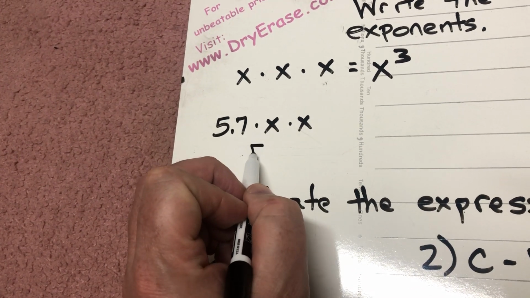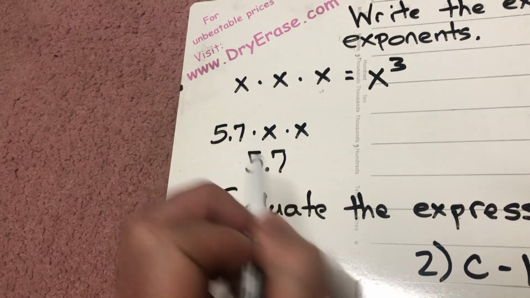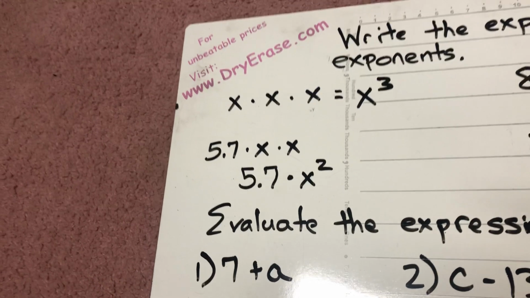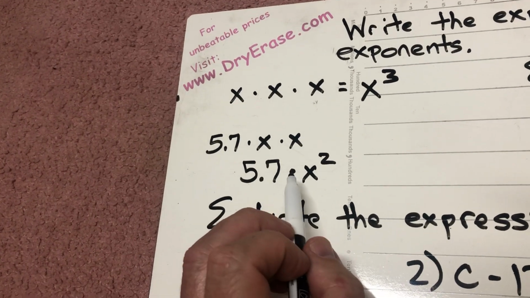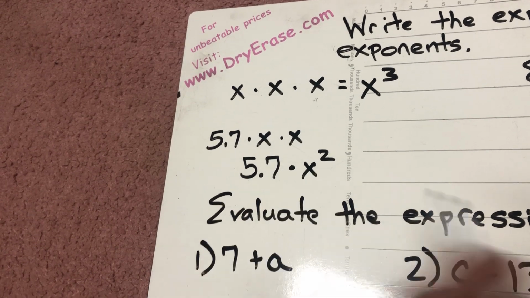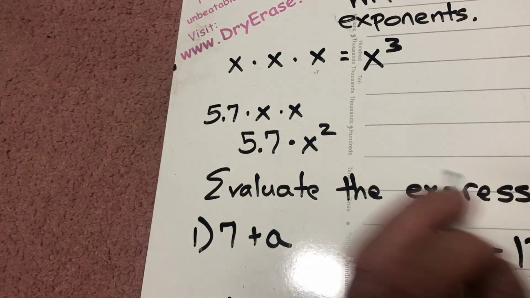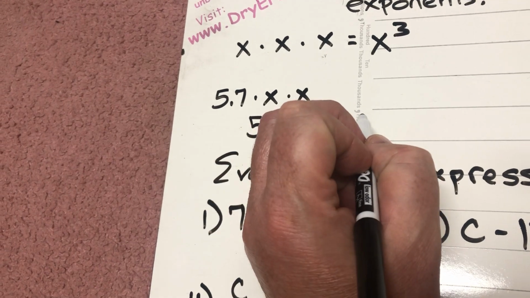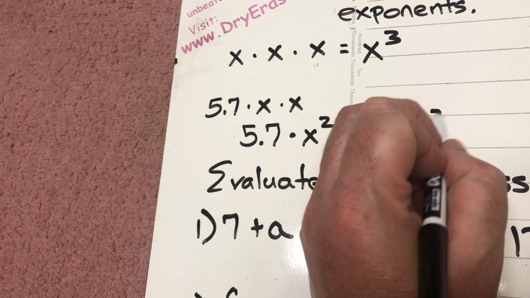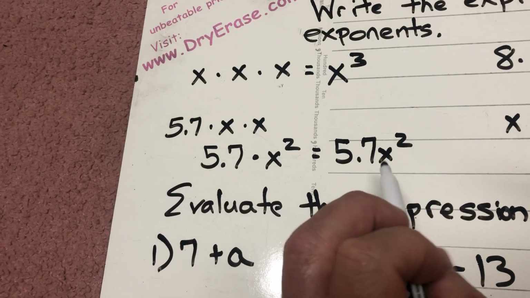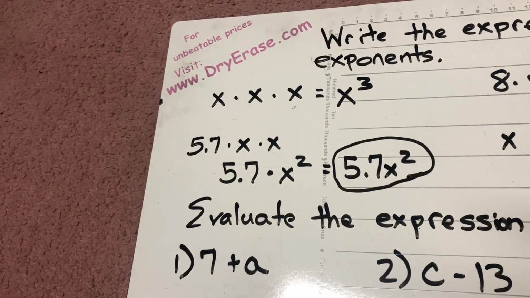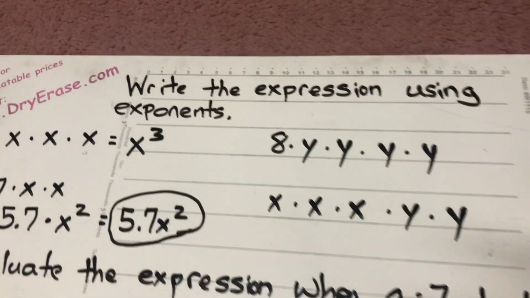Well, I'm going to have 5.7, and I'm going to be multiplying that by x to the power of 2. It's not necessary to put a dot there. Do not use an x for multiplication because we'll be using x as a variable quite a bit. But whenever I have a number right next to a variable, it means multiplication. So I'm going to encourage you to write it this way: 5.7 x to the power of 2.